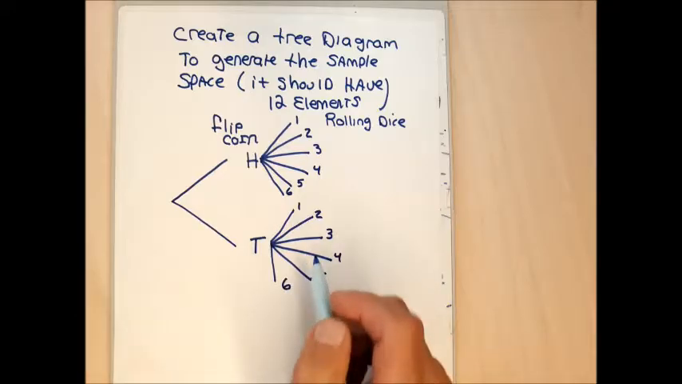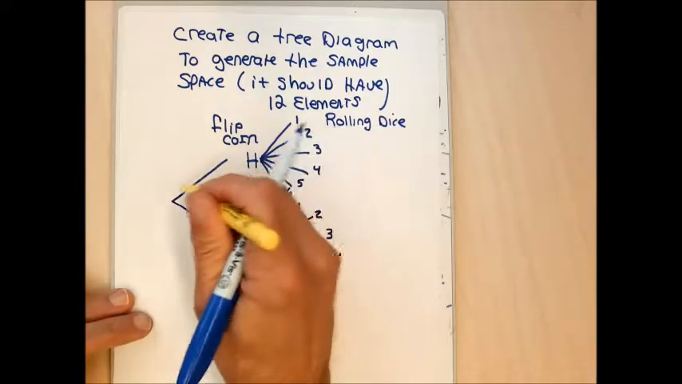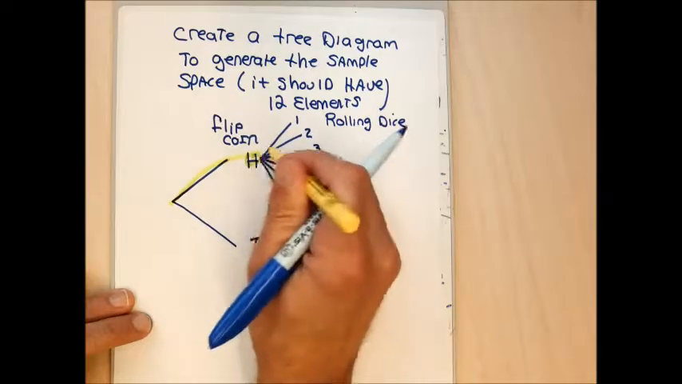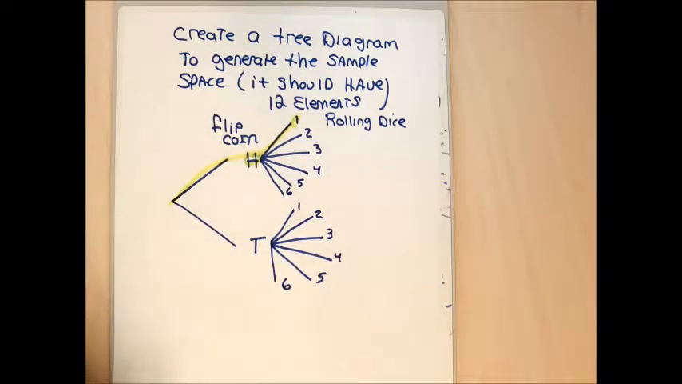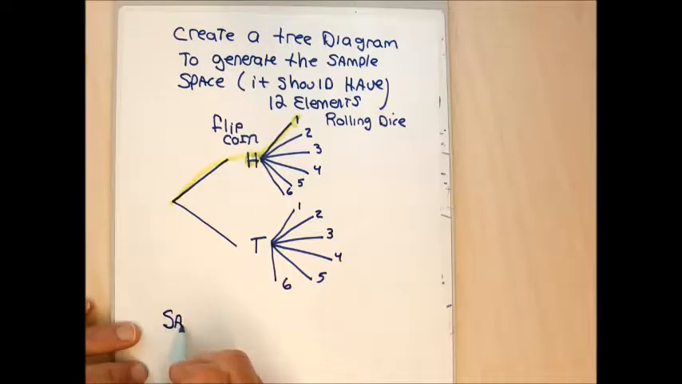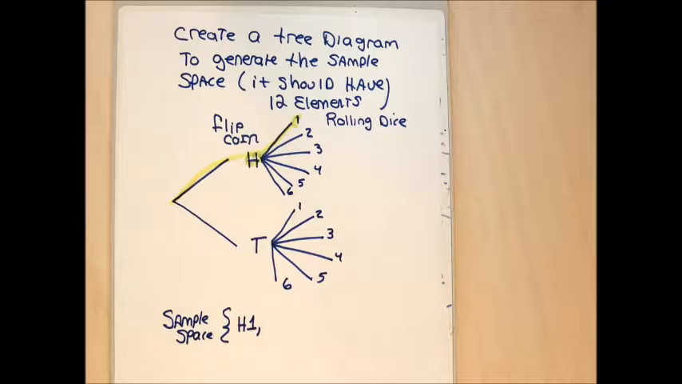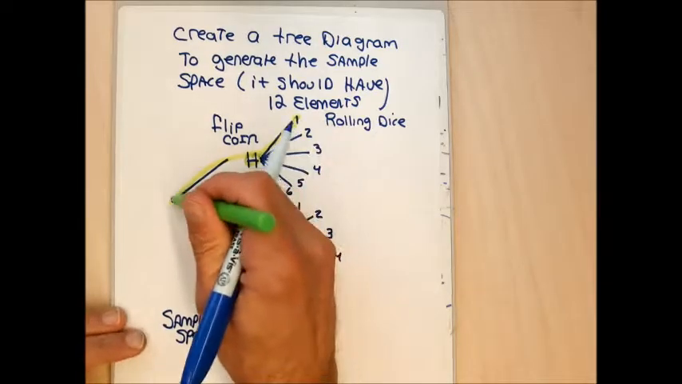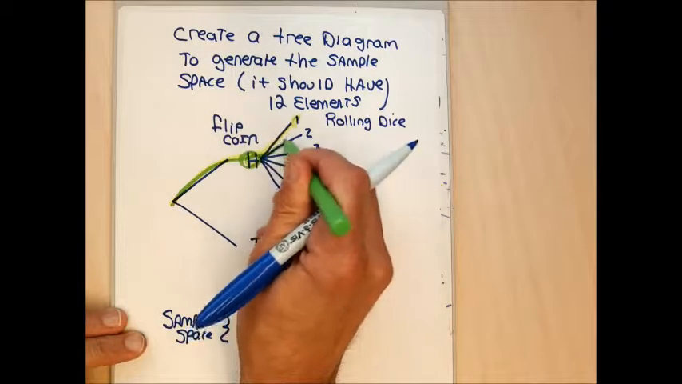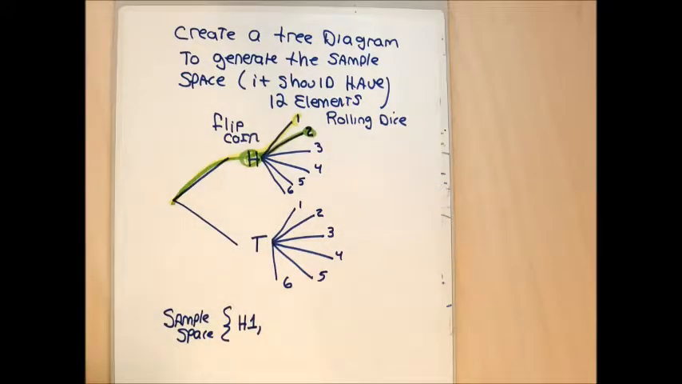And now I'm simply going to follow every path. I'm going to follow the path from the beginning point to the head to the number 1, and I'm going to call that the first element of my sample space. It's going to have 12 different elements. The first element would be getting a head for the coin and a 1 for the dice. If I take the second path through this head to the number 2, I get the second element in my sample space, which would be a head for my coin flip and then the number 2 on the dice.